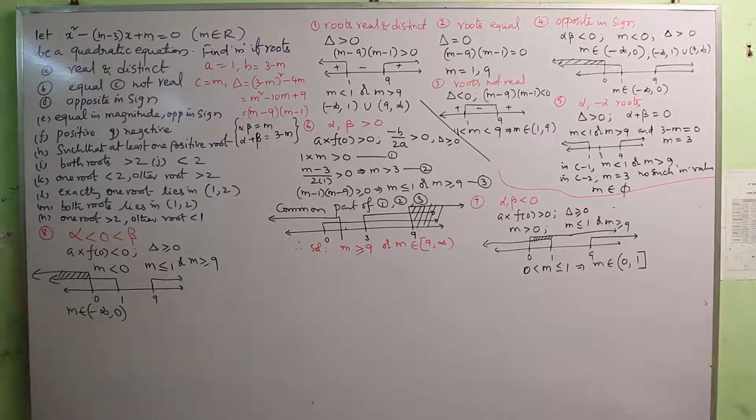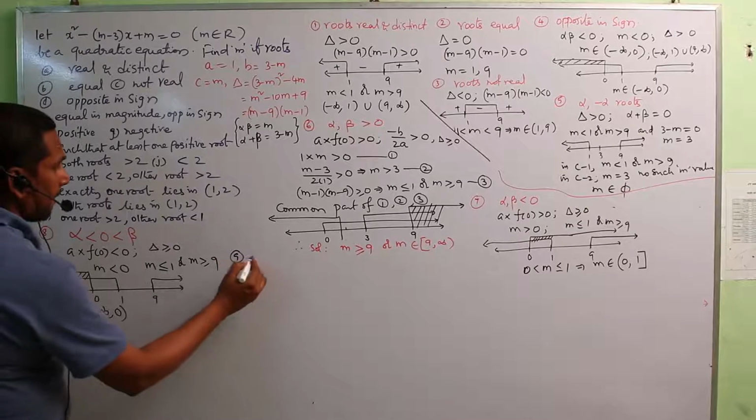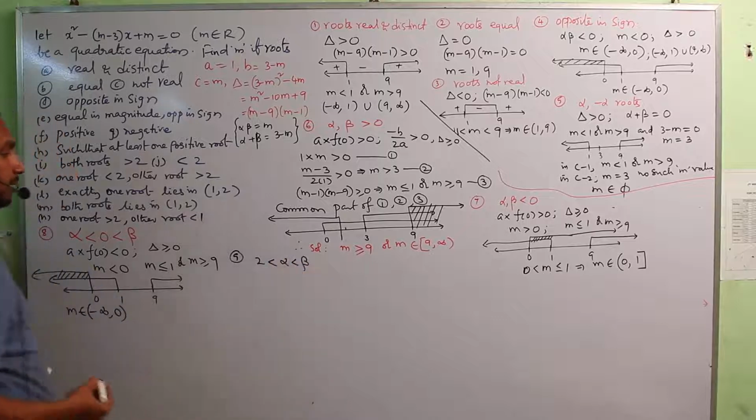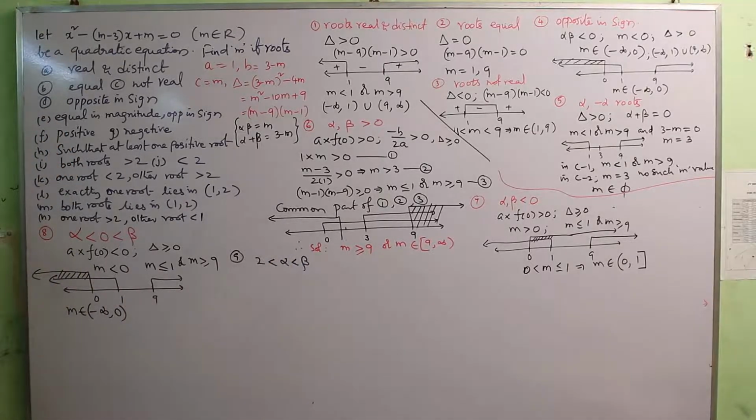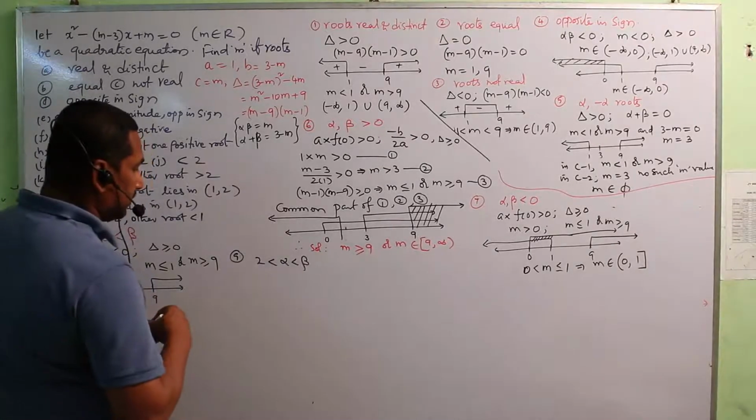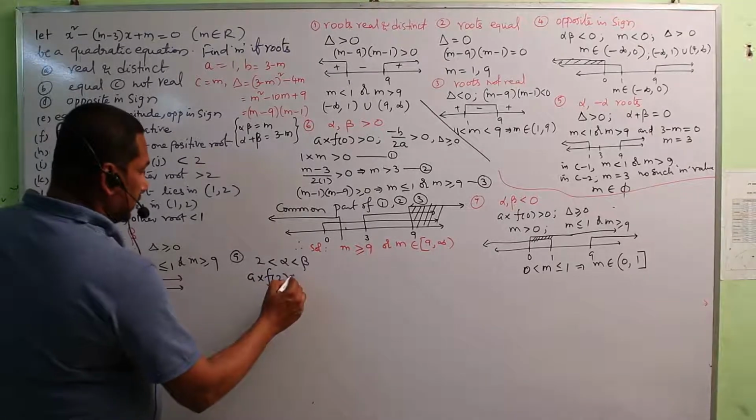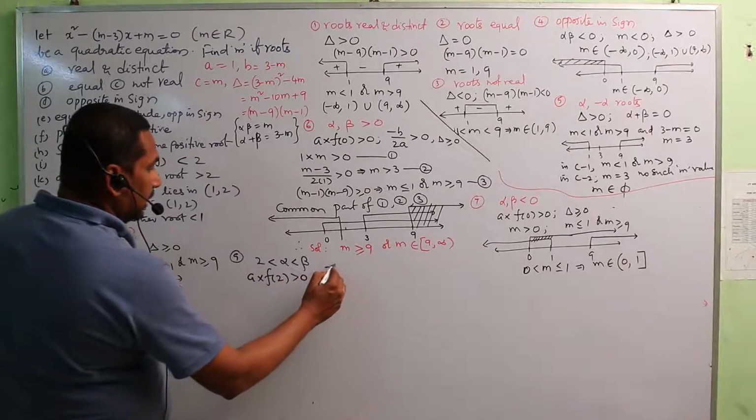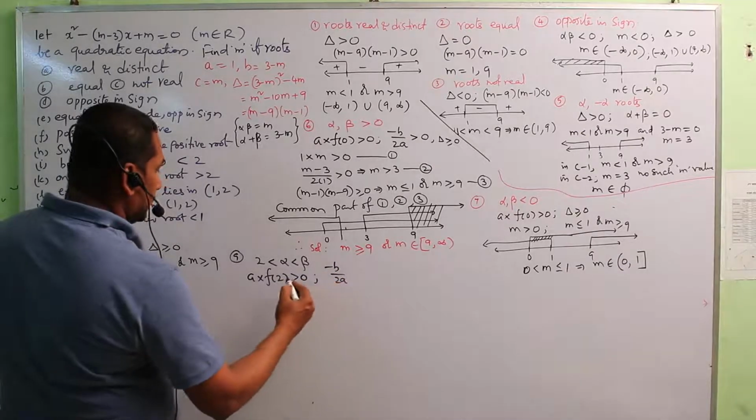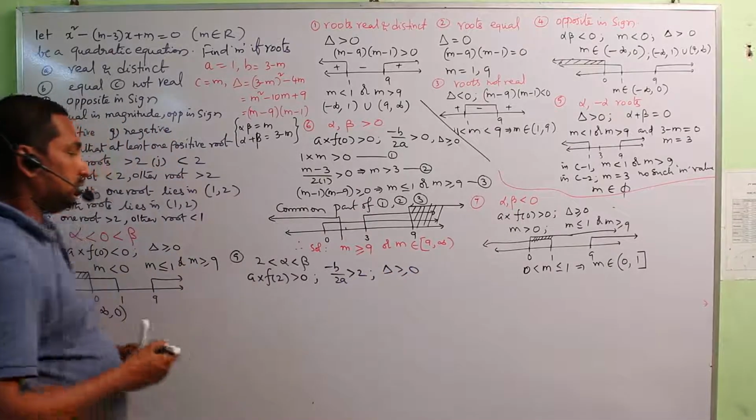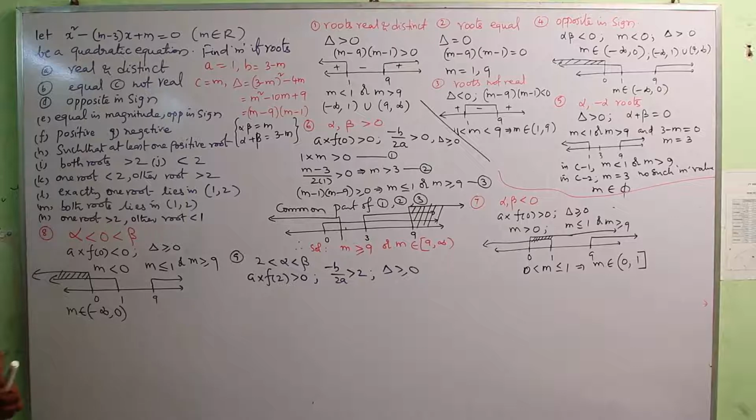Next, both roots greater than 2, that is, 2 less than alpha less than beta. We already did this question with k less than alpha less than beta. What is the condition? A into f of 2 greater than 0, and minus b by 2a greater than 2, and delta greater than or equal to 0. So we have to observe three results.